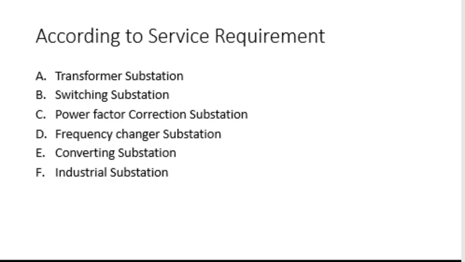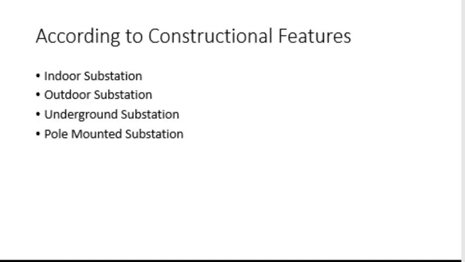Okay, now coming to the next slide. According to the constructional features, there are different types of substation available. As you can see in the slide, the different types of substation are indoor substation, outdoor substation, underground substation, and the pole mounted substation.